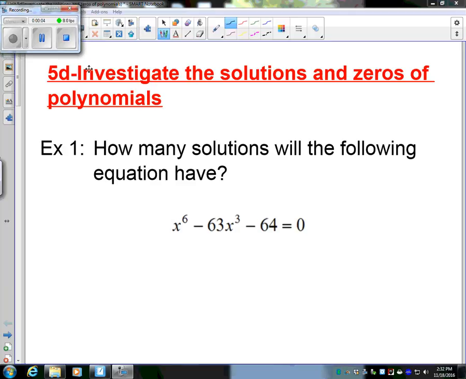5D is investigating the solutions and zeros of polynomials. For example 1, how many solutions will the following equation have? What makes up the solutions? Well, the easiest way to tell how many solutions it has is just look at the biggest exponent of the polynomial. Biggest exponent is 6 here, so this has 6 solutions.